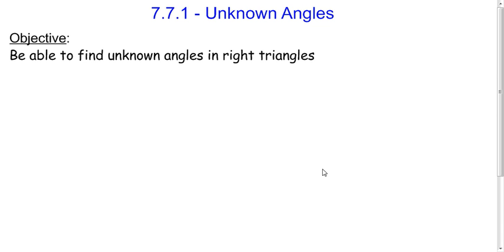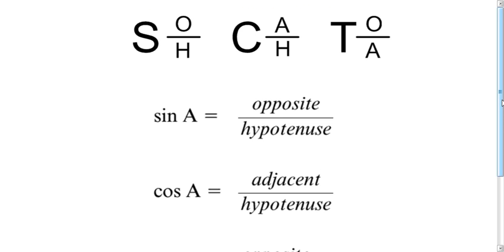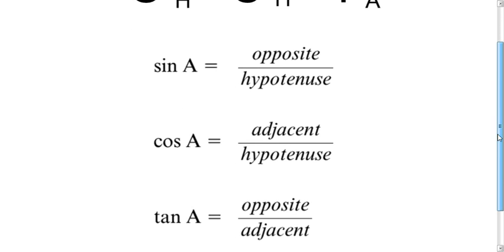Hello class, in this lesson we're going to use trigonometry to find unknown angle measurements in right triangles. Once again, you have to know SOHCAHTOA. It's going to be very, very useful throughout this chapter.